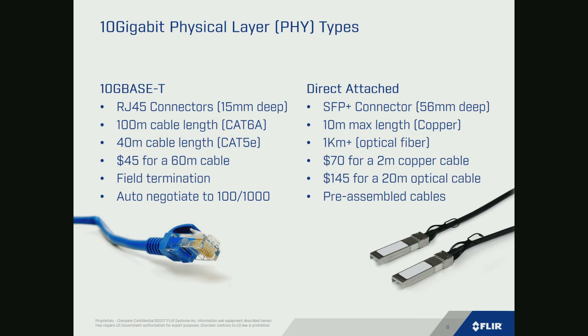So 10GBASE-T uses the same RJ45 connector that I'm sure you've seen on your laptops, your home routers, and your switches at work. That'll get you 100 meters of cable length over Cat6a cable, or up to about 40 meters on Cat5e. I went on Amazon the other day and looked for a 60-meter Cat6a cable: $45.